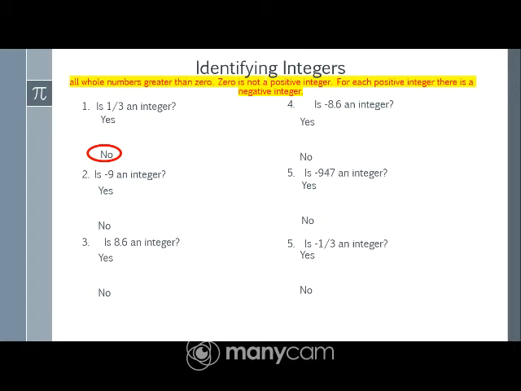Number 3, everyone, is 8.6 an integer? Is 8.6 an integer? Yes or no? No, it's not. 8.6 is not an integer because 8.6 is a decimal. All right, number 4. Is -8.6 an integer?